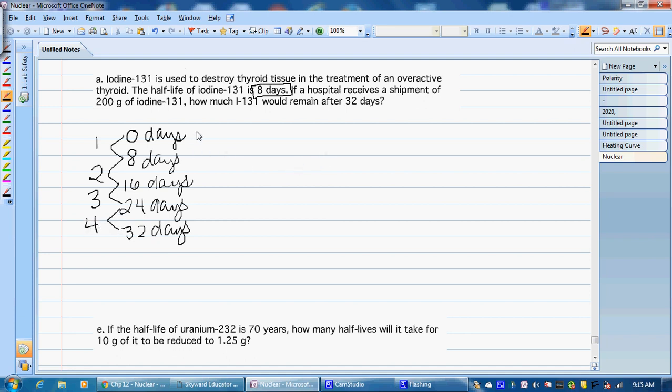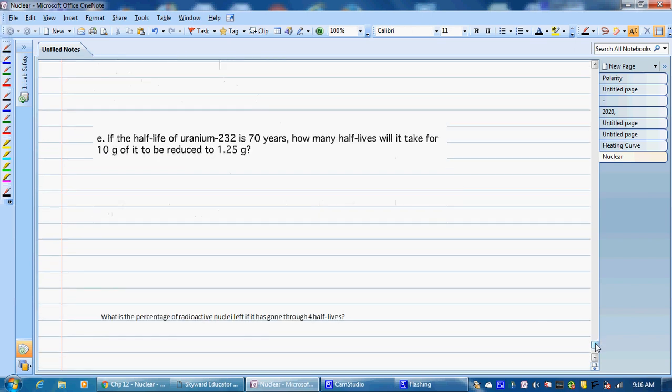So at 0 days, we said we started with 200 grams. At 8 days, we're going to have half of that left. At 16 days, we're going to have half of that left. At 24, half of that left. And then at 32 days, we would have half of that left. So our answer here would be 12.5 grams left after 32 days. So that's one type of half-life problem.